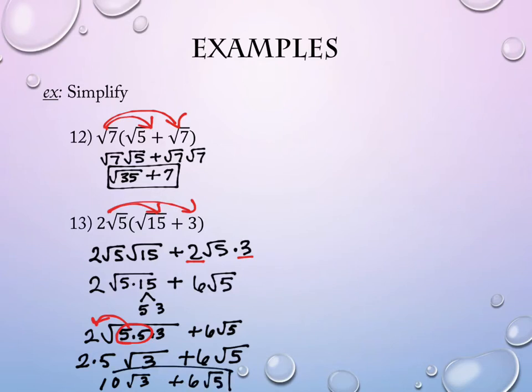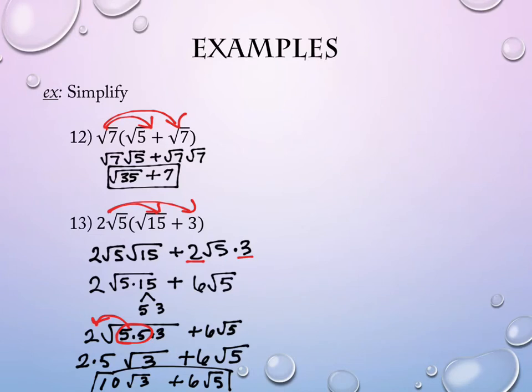Can I combine them? No, why not? Yep, the radicands, the number underneath the radicals, they're not the same. One's a 3 and one's a 5. So I have to stop at that point. Any questions on that one?